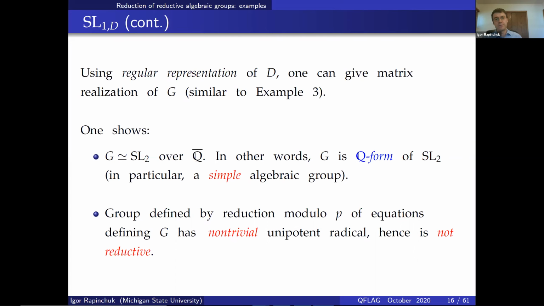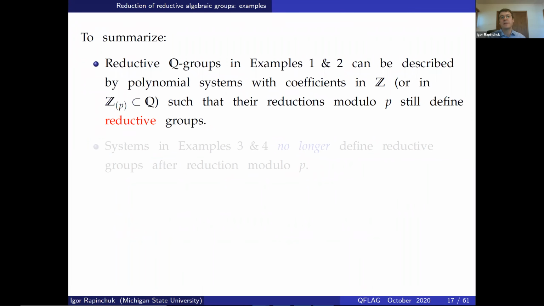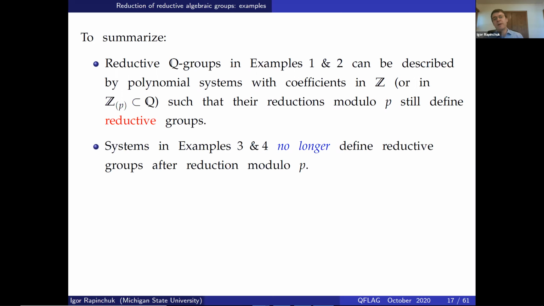Okay, so just to summarize, in the first two examples, that is to say SLN and the split tori, we have algebraic groups which have a nice structure over Z, or actually it's even better to view it more generally as living over the valuation ring at p. And the reduction of these structures modulo p still gives us reductive algebraic groups. On the other hand, in the third and fourth examples, we have algebraic groups where after reduction modulo p, we no longer have reductive groups.